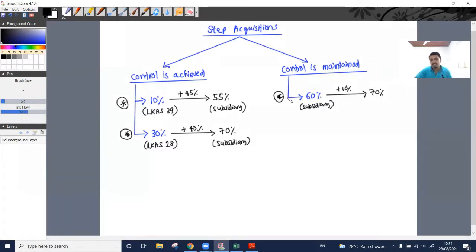We have acquired NCI. The 40% became 30%, the 10% we acquired. Further acquisition. Control was there previously as well. Through the further acquisition, we are able to further maintain control over the respective company. Right? So under step acquisitions, we need to discuss these three forms, these three phases.